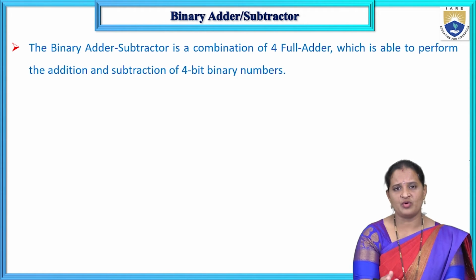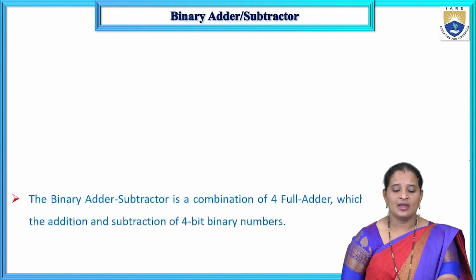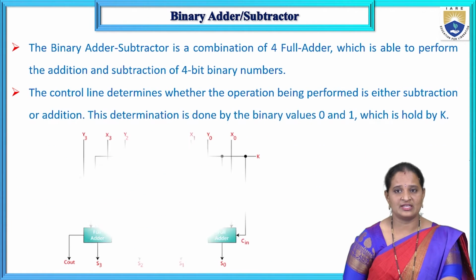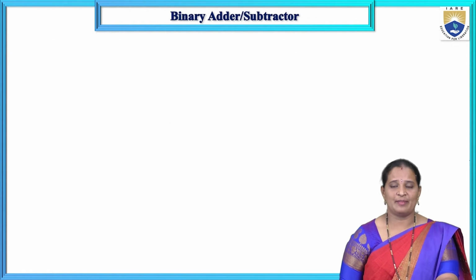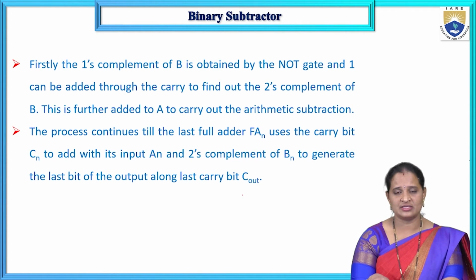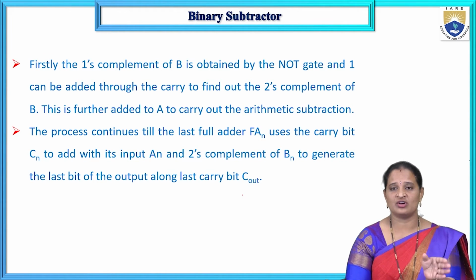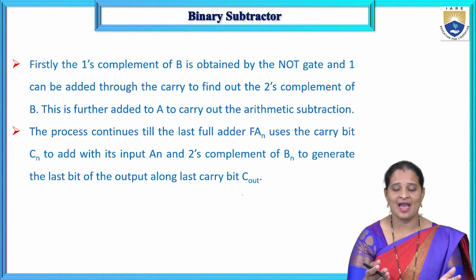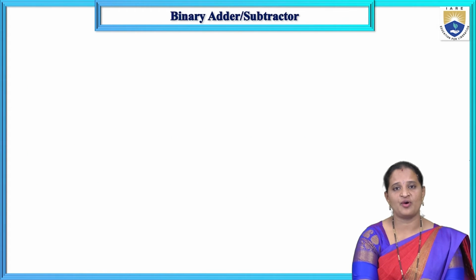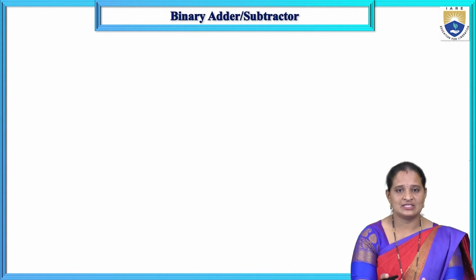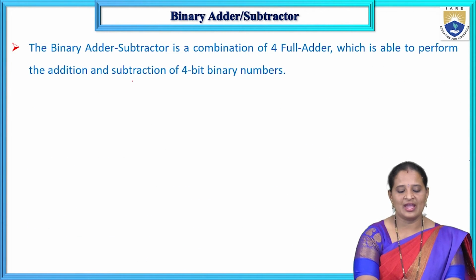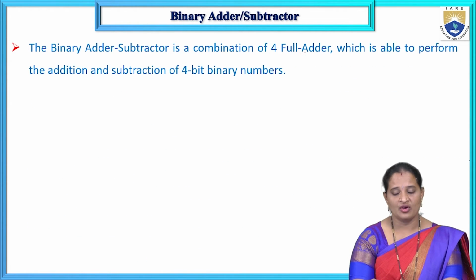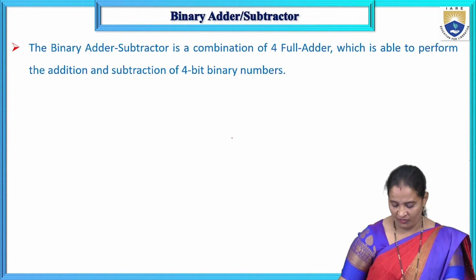I can have one more provision that I can implement. In this case, the binary adder or subtractor can be designed separately, where the binary adder can have only full adders, whereas a subtractor requires inverters also. Instead of having separate circuitry, I can have a single circuitry which can perform the binary addition as well as the subtraction. That is, a binary adder-subtractor is a combination of 4 full adders which is able to perform the addition and subtraction of 4-bit binary numbers.